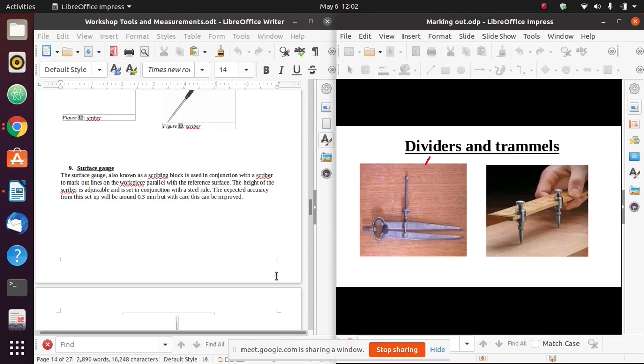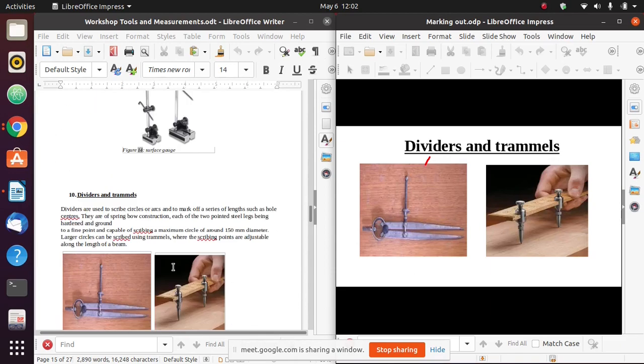Now we have dividers and trammels. We have all interacted with dividers in our classes. It's just the one that you get in a set. Now what do we use a divider for?